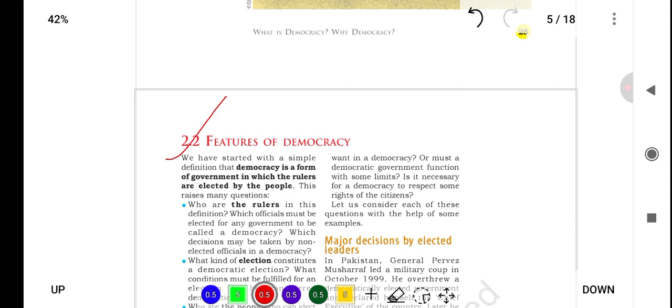Democracy is a form of government where rulers are elected by the people. It raises questions about who the rulers are, which officials must be elected, and which decisions may be taken by non-elected officials. Examples include Pakistan's General Pervez Musharraf, Syria's Baath Party, and China's ruling party.